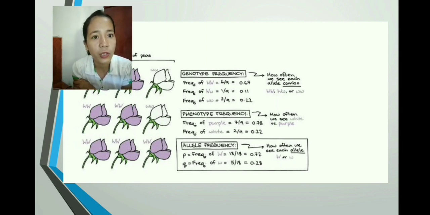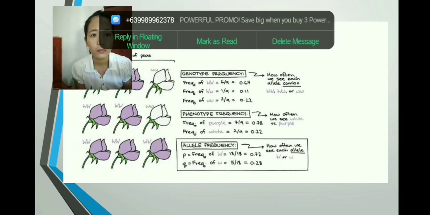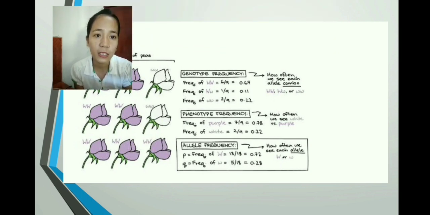Next, we will solve for the phenotype frequency, or how often we see white versus purple. In the phenotype frequency, there are only 7 purple pea plants. 7 divided by 9 is equal to 0.78, and the frequency of white is there are only 2, or 0.22. So after that, we are going to find the allele frequency. The allele frequency is how often we see each allele. So the frequency of big W and the frequency of small w: the big W is 13/18, which is equal to 0.72, and the frequency of small w is 0.28.